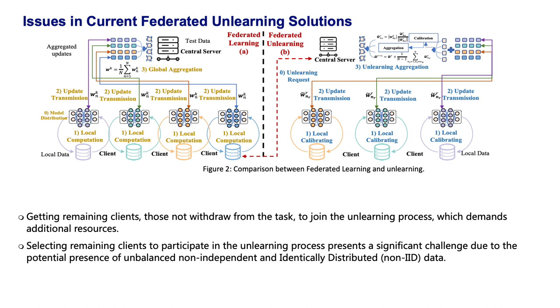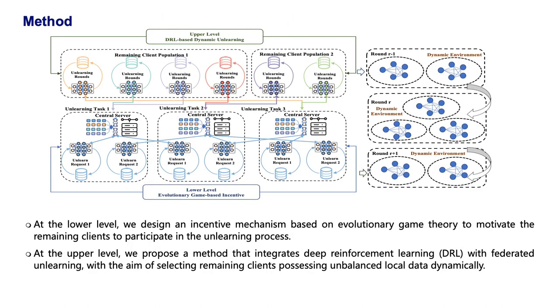However, two issues remain unexplored in current federated unlearning solutions. First, motivating remaining clients to withdraw from their tasks to join the unlearning process is very difficult, since it demands additional resources. Second, selecting remaining clients to participate in the unlearning process is difficult due to unbalanced data among remaining clients. Therefore, to solve the above issues, in this paper, we propose a two-level mechanism.